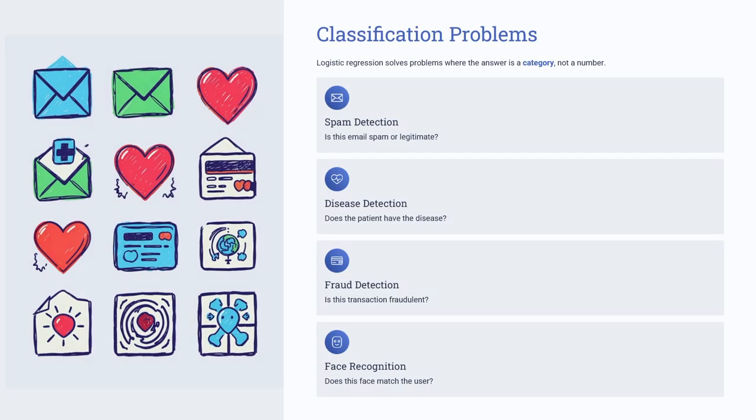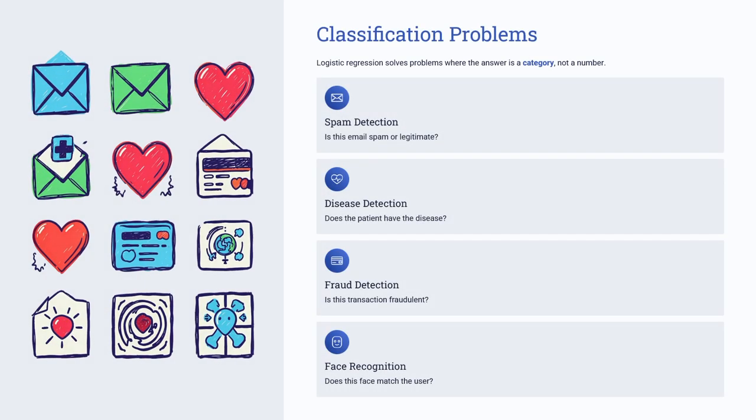Let's look at some common applications. Spam detection, classifying emails as spam or legitimate. Disease detection, predicting whether a patient has a disease. Fraud detection, identifying suspicious financial transactions. Face recognition, checking whether a face matches an unknown user. Notice that all these problems involve categories rather than numerical values.